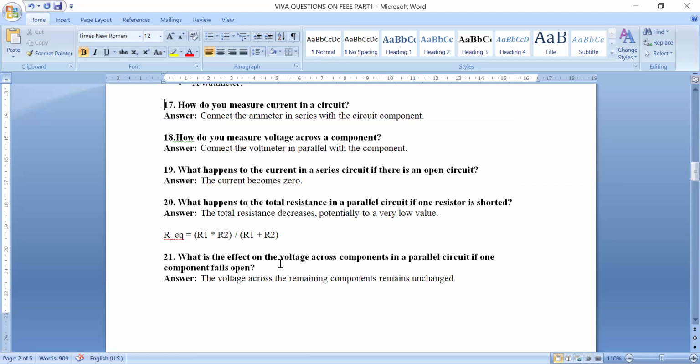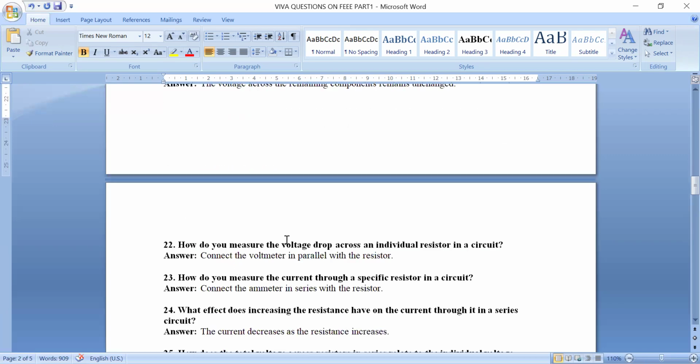What is the effect on the voltage across the component in a parallel circuit if one component fails open? If two resistors are connected in parallel and one resistor fails, or becomes open, what will be the voltage across the component? It remains the same, because we know that the voltage across a parallel circuit is the same. Even if you connect one resistor, two resistors or three resistors in parallel, the voltage remains the same. It is unchanged.